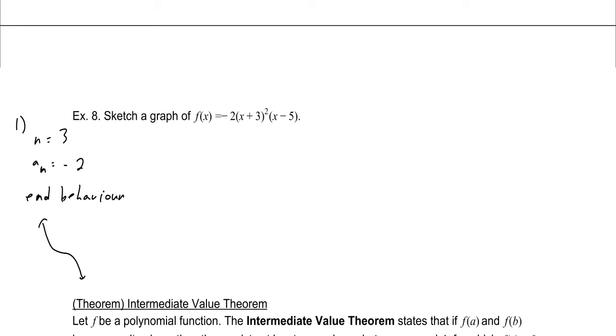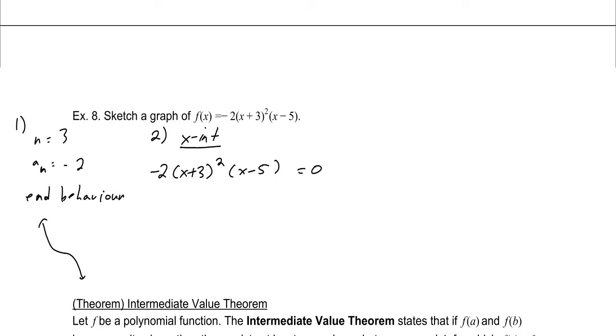So let's move on to the next thing, which is our x-intercepts. This whole section was leading up to sketching a graph, really. X-intercepts is where we set the factors equal to 0. So I'm going to jump to that. X plus 3 squared, x minus 5. We don't have to worry about the -2 because it's a constant. It's not going to affect our zeros. But just in case you'd like, there it is.